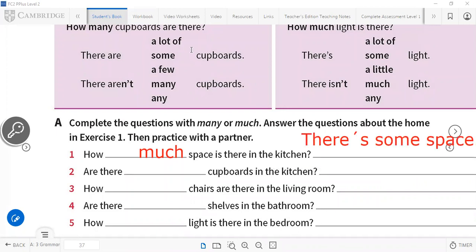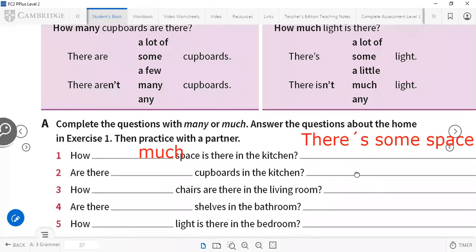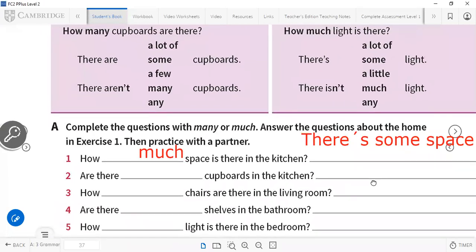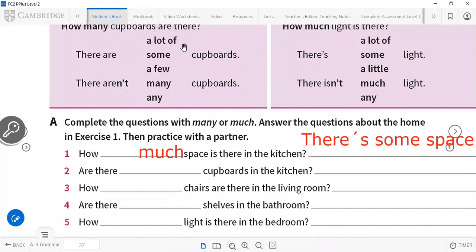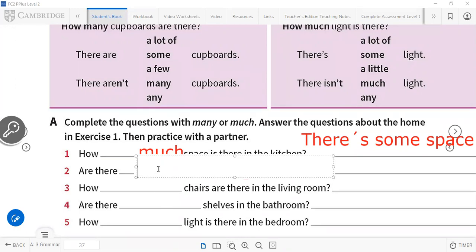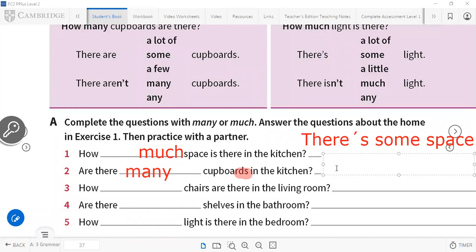Another one we can say here. Are there cupboards in the kitchen? So we have to identify here that it's cupboards. It means that's plural, right? So in this case, we use many, for sure. Okay, good to know. What about here? So that is plural, we use there are, for sure.